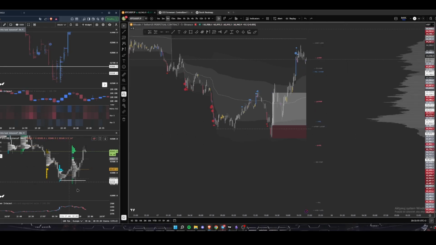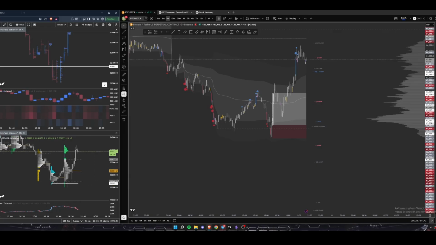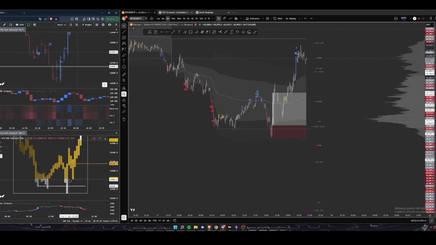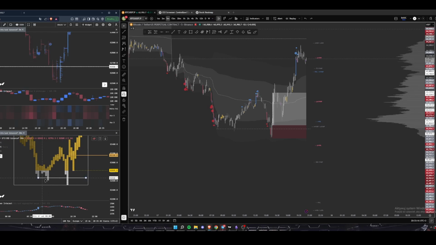So first of all, session profiles, I harvest a lot of EV from them, and they are really a conviction tool for me, which works very well for me. And the second thing was the normal TPO. You can see here we sweep the lows, but at the time, for me, this is not a tail.